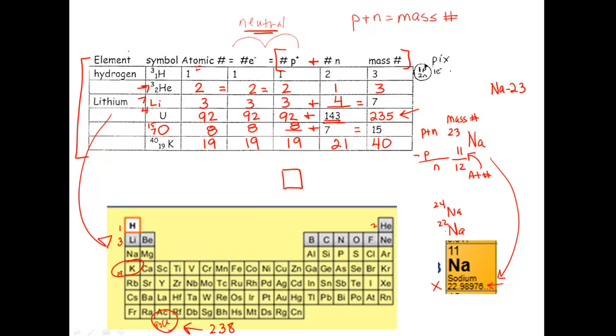Again, here's your symbol. This is your atomic number, and this is your mass number, which is the number of protons plus the number of neutrons up here. And this is only the number of protons.